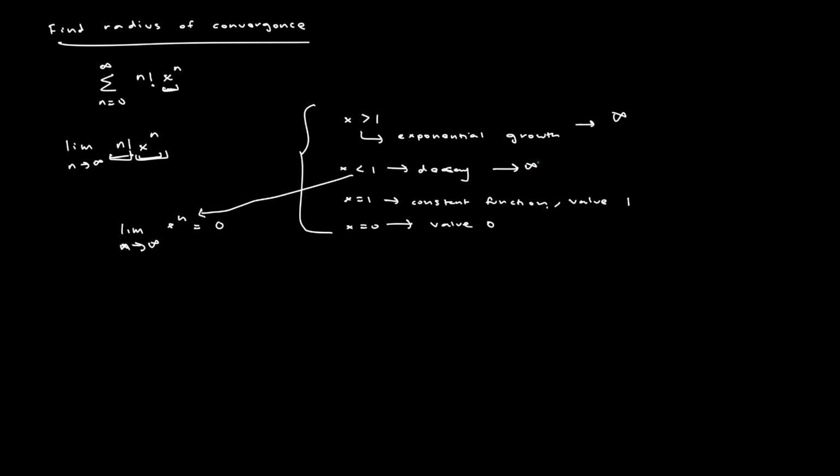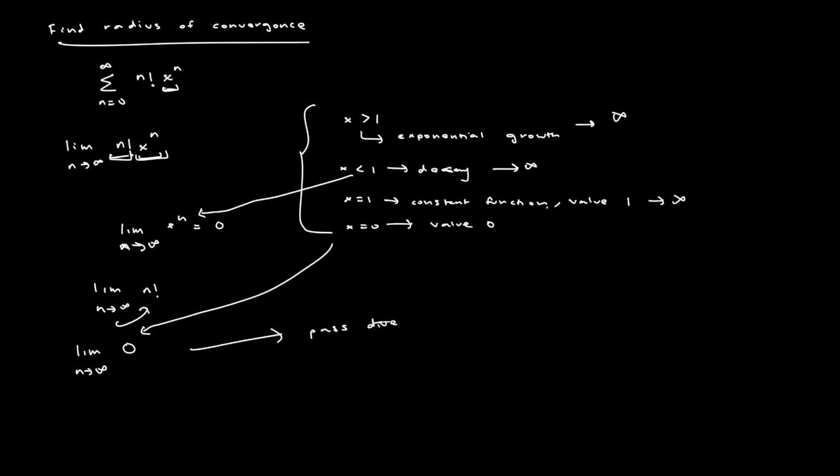Now, when x is equal to 1, our function just becomes the limit as n tends towards infinity of n factorial, and we can clearly see that the factorial function grows unboundedly, so that will also tend towards infinity. And finally, when x is equal to 0, our limit is just 0, and then we pass the divergence, or pass the nth term test.